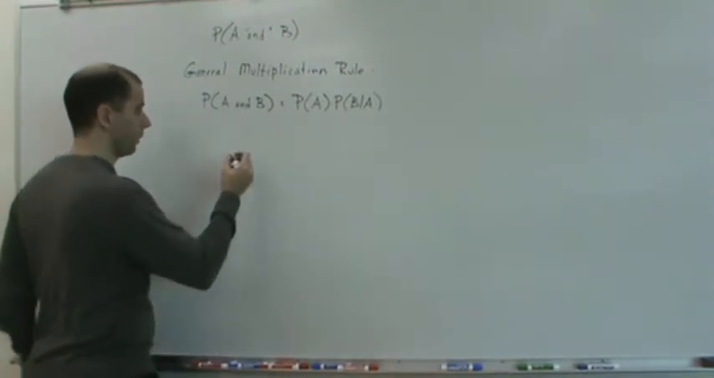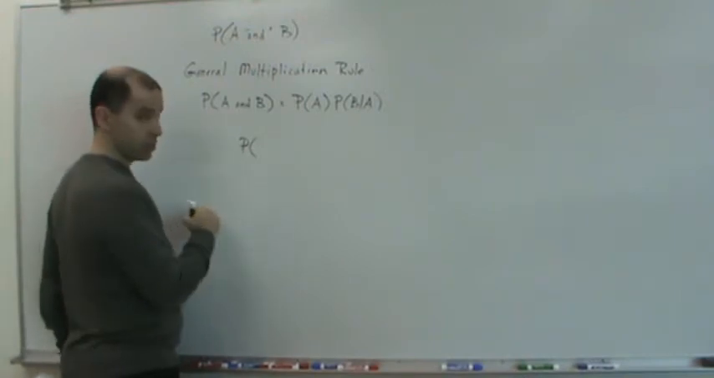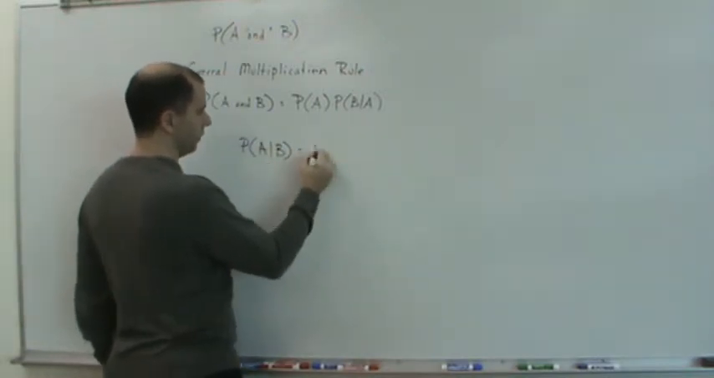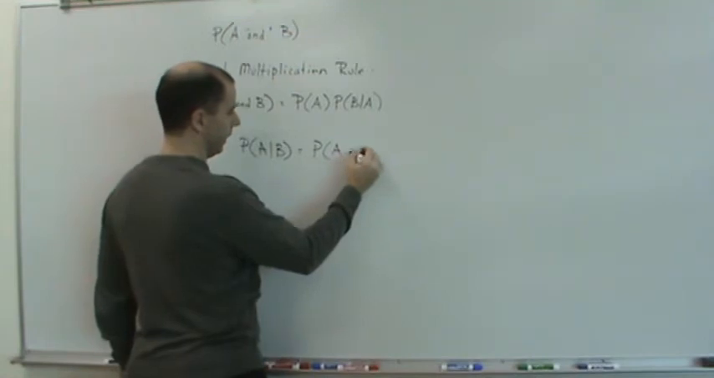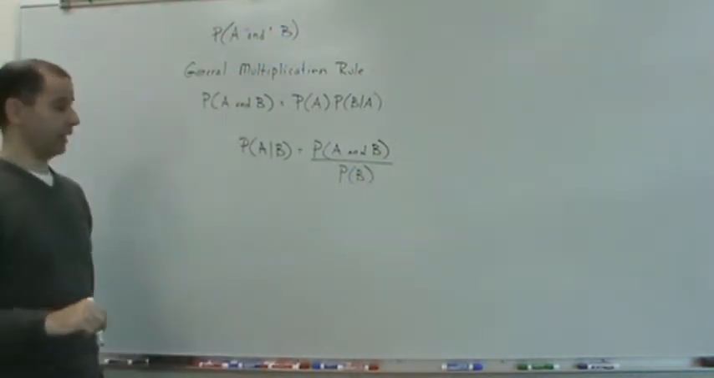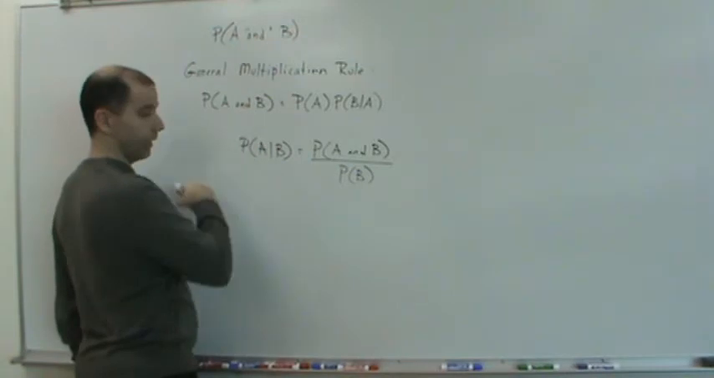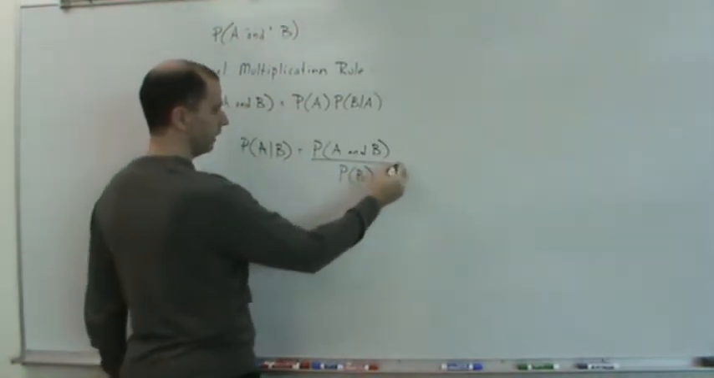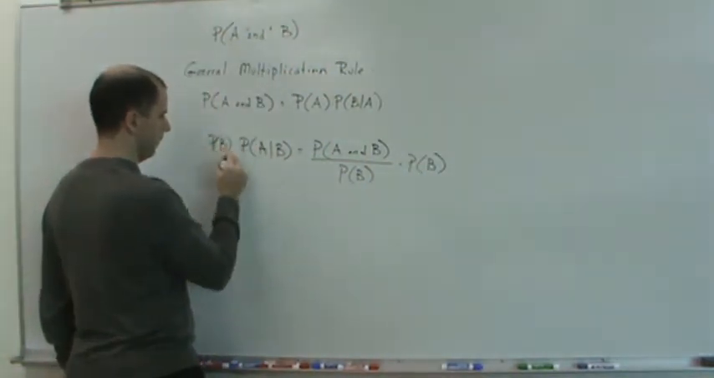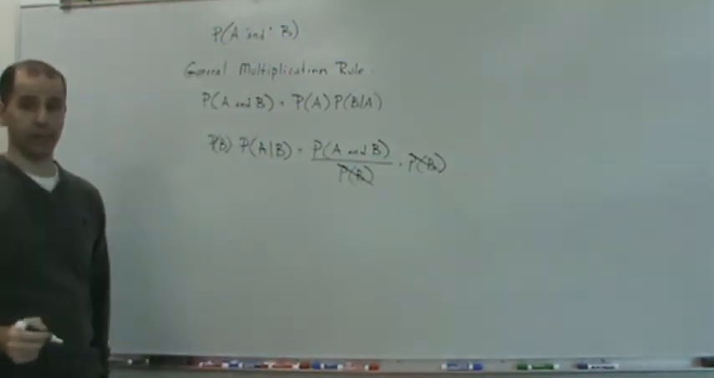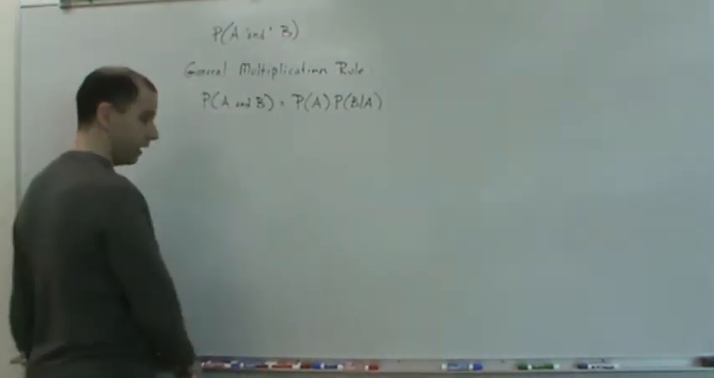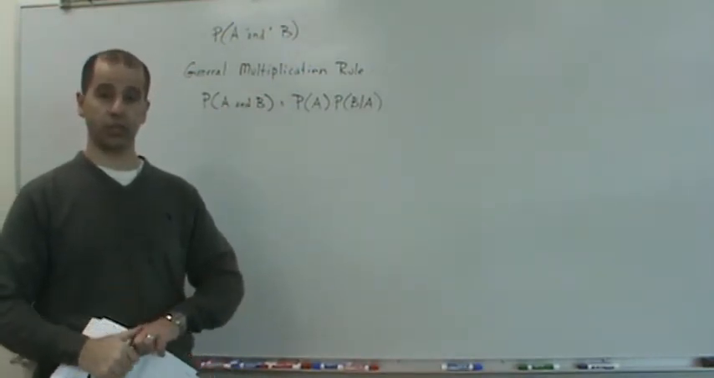The definition of conditional probability was the probability of A given B is what? The probability of A and B divided by the probability of B, right? Well, in that case, we just solve for A and B. So we just multiply both sides by the probability of B, and we get the same thing. So this multiplication rule is derived directly from what we talked about earlier, which is conditional probability.